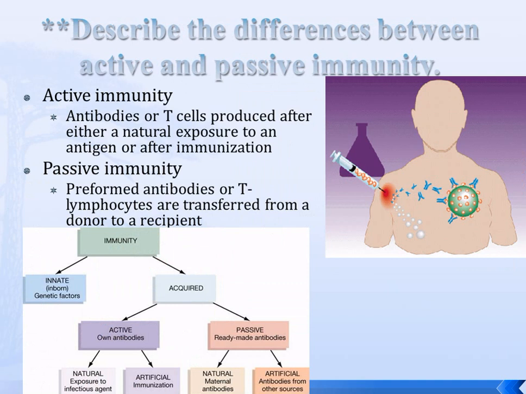And the next is active versus passive. So natural and acquired. Natural, you're born with it. Acquired means that you learn how to use it. Active means that you learned on your very, very own. Passive means that we gave you that immunity. You acquired it, but you didn't work for it. It was just given to you.